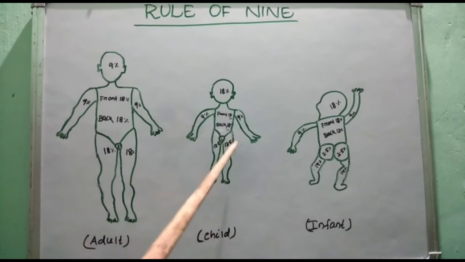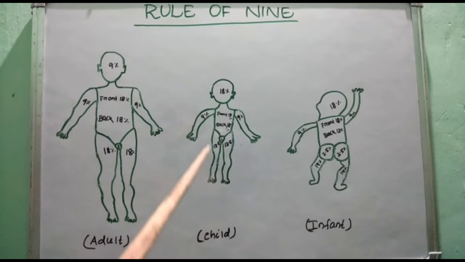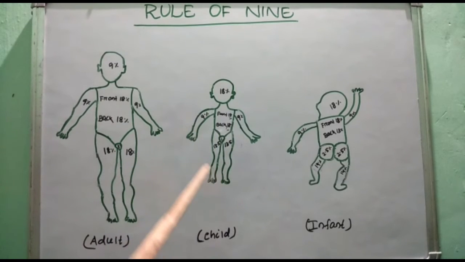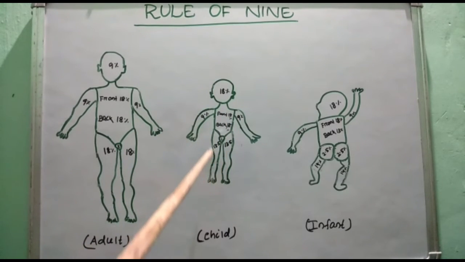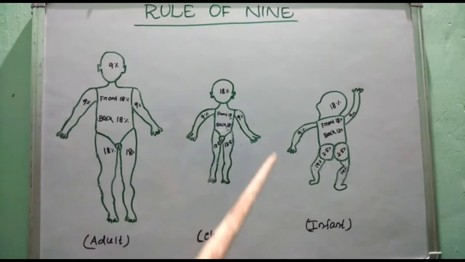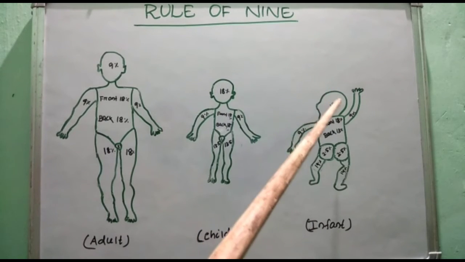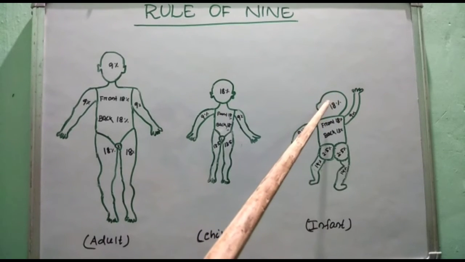If left leg is bone, totally it is 13.5%. If right leg is bone, totally it is 13.5%. So here also, if total body surface area of the child is bone, it is 100%. Then we go for infant. If total head of the infant is bone, it is 18%.